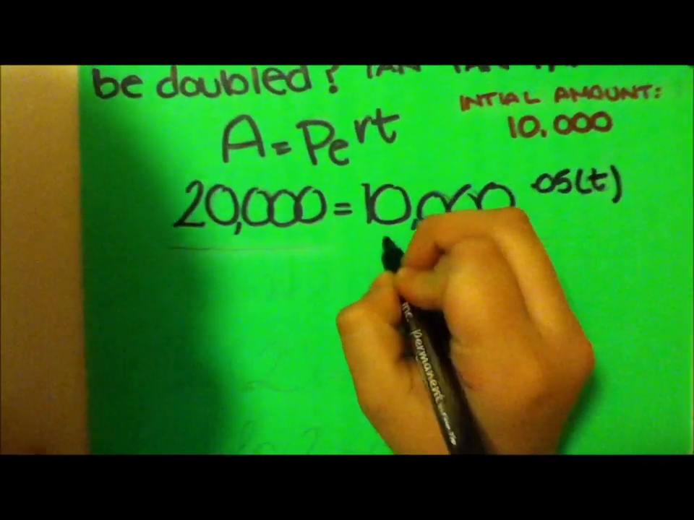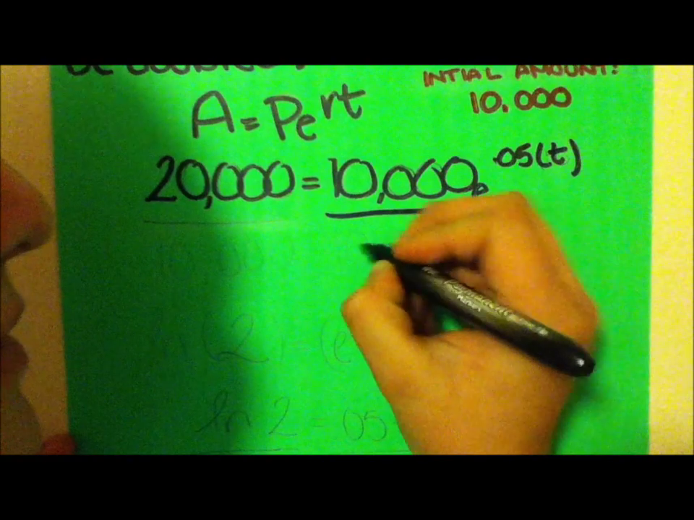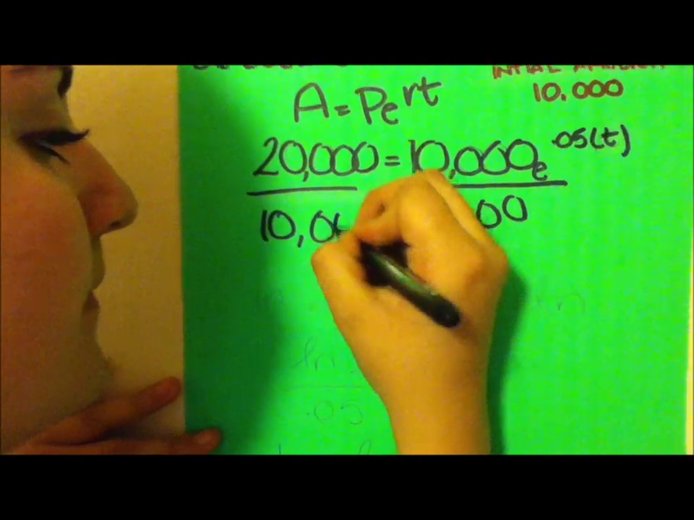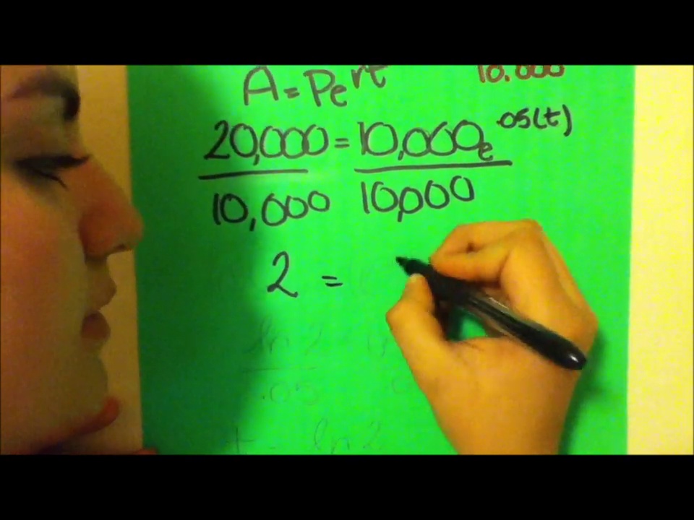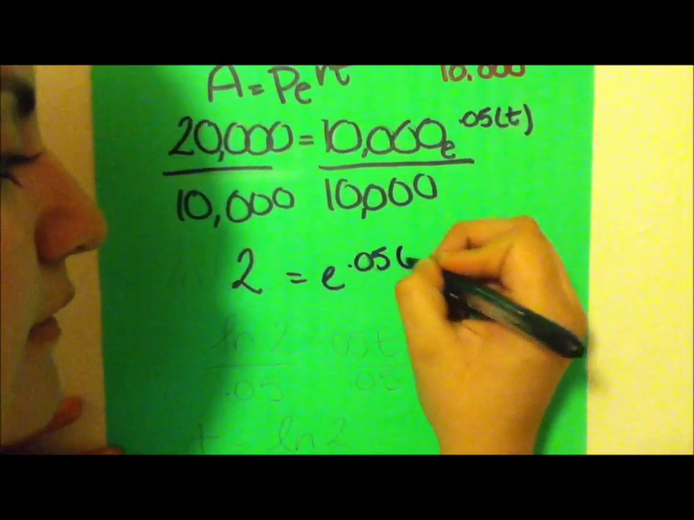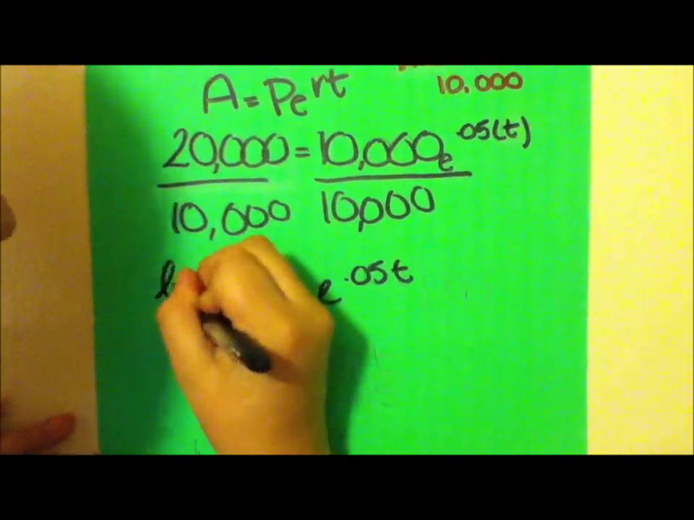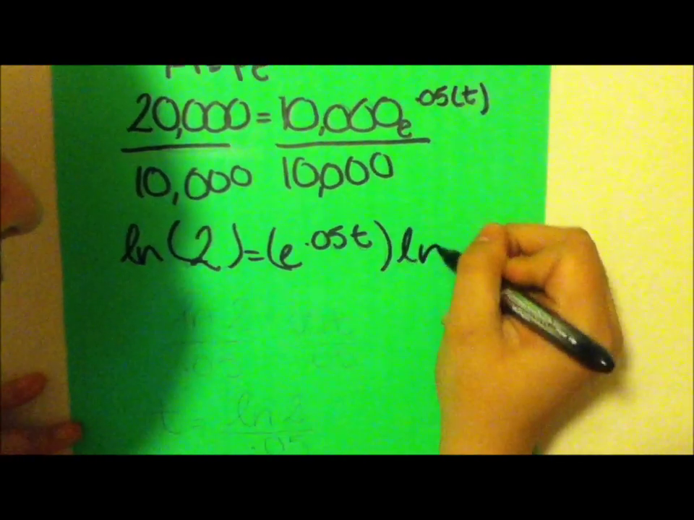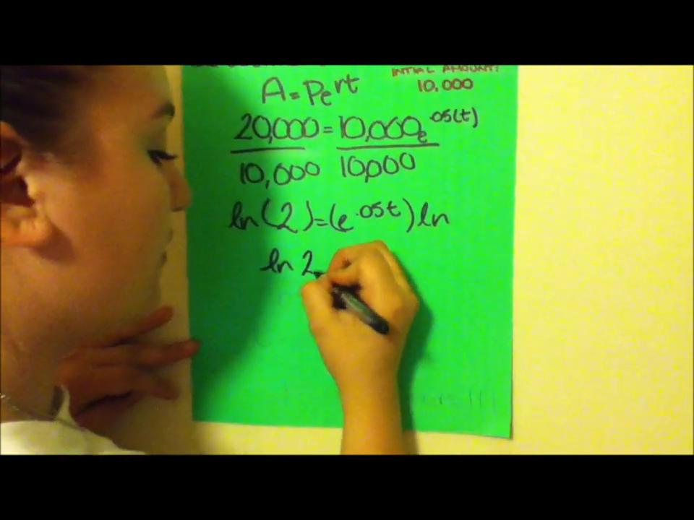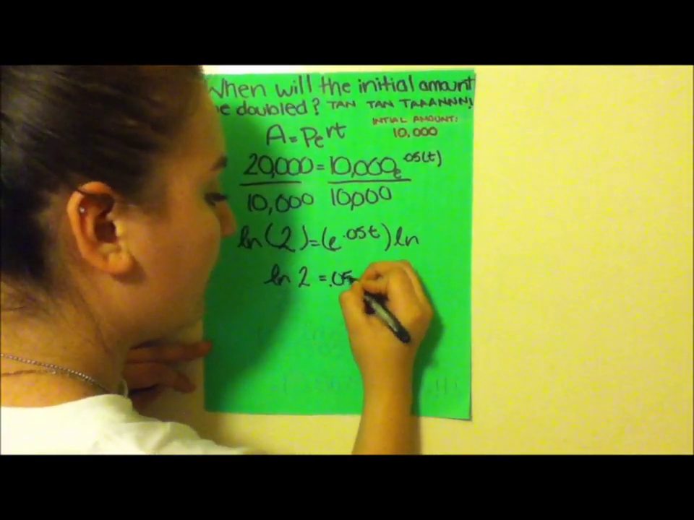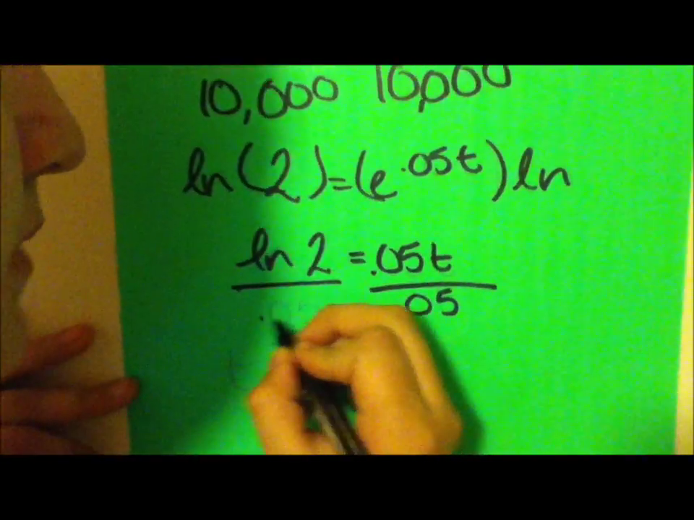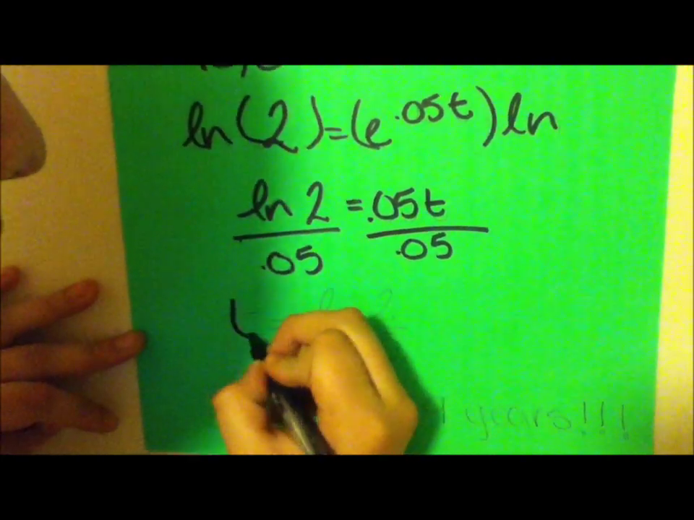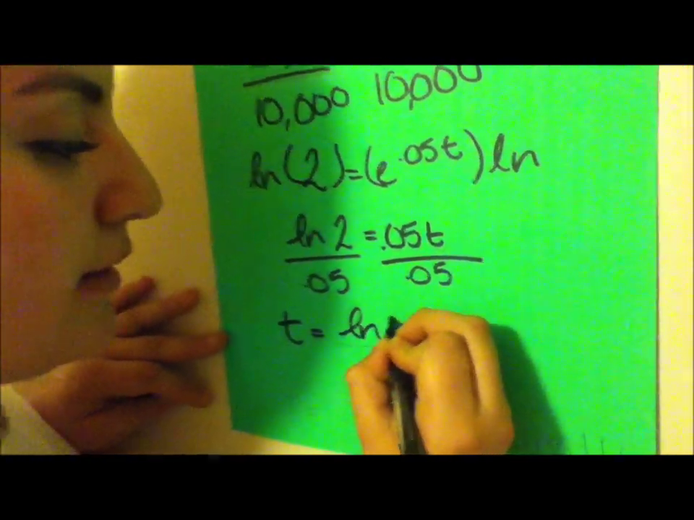So it's T. To have this by itself, we have to divide by 10,000. Okay, so then 20,000 divided by 10,000 is 2, equals e to the 0.05 T. You have to take the natural log of both sides to get rid of the e. So then the natural log of 2 equals 0.05 T. So to get T by itself, divide by 0.05 on both sides. So then T equals ln 2 over 0.05.